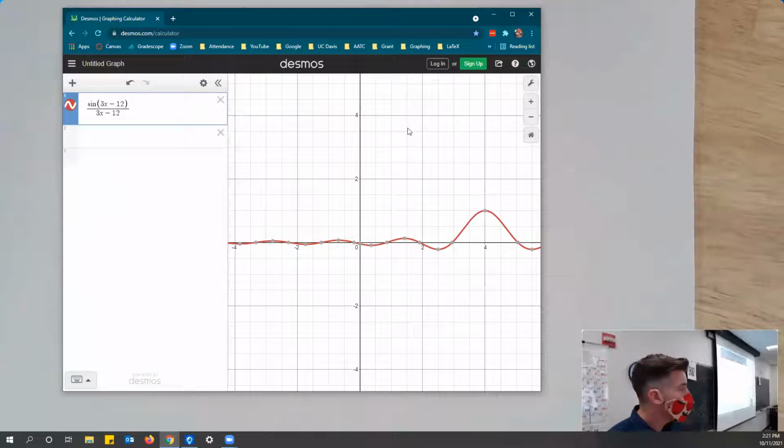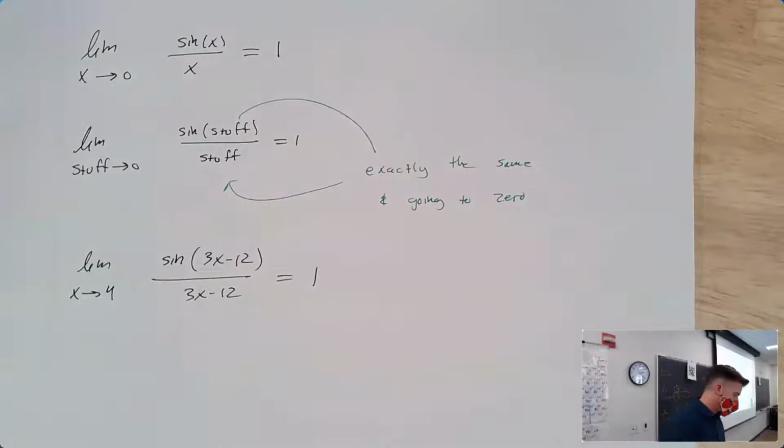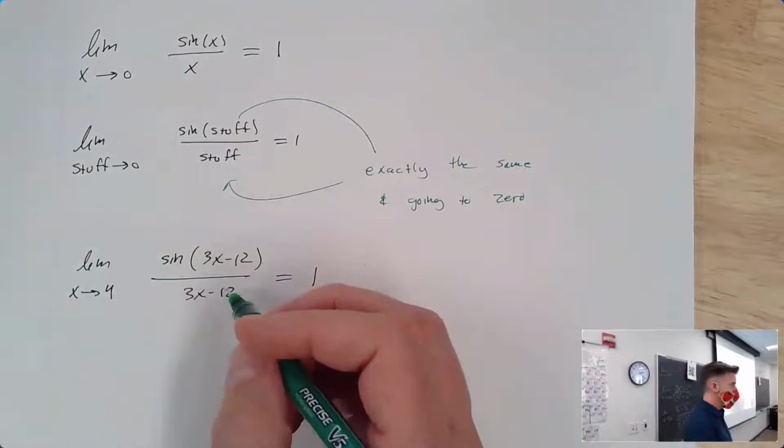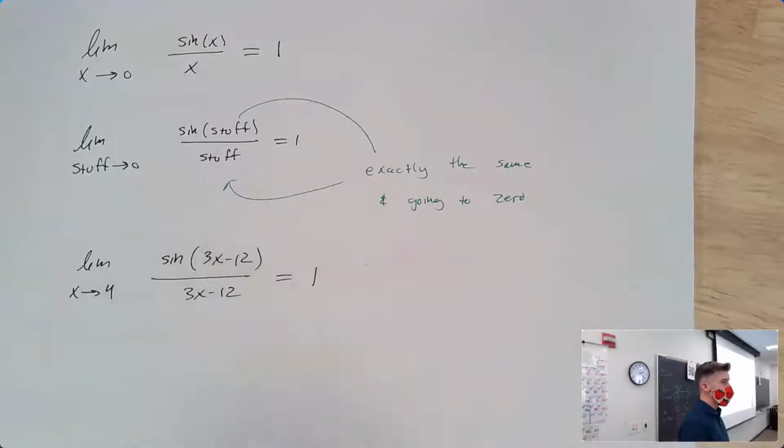So it really is true that as long as the argument of the sine function and the denominator of that expression are the same and both getting closer to 0, they have to both be if one of them is, then the limit is going to be 1.